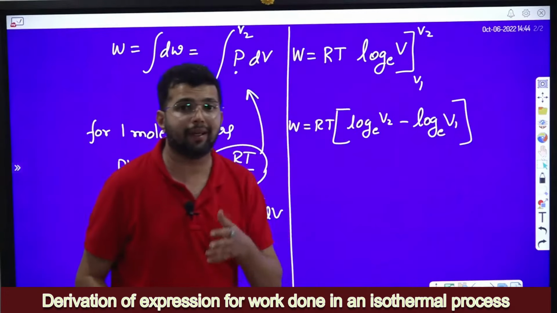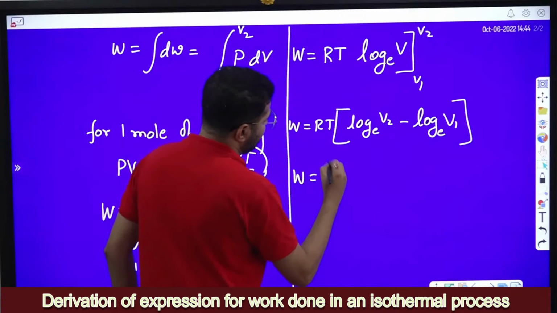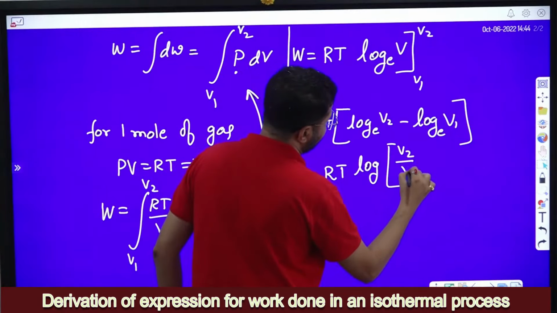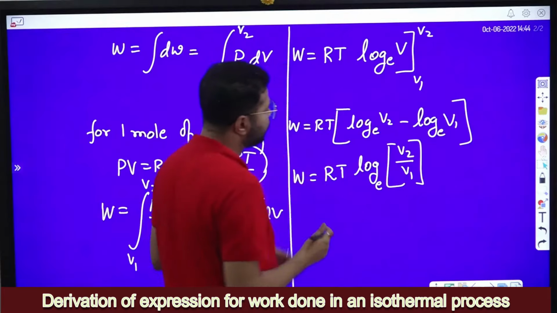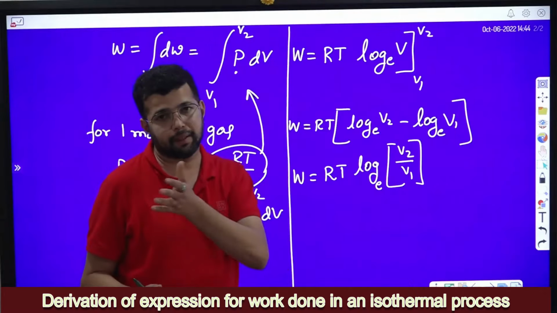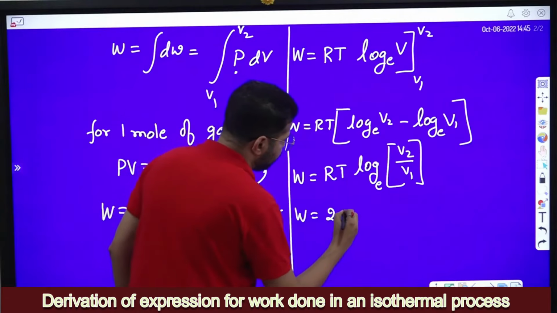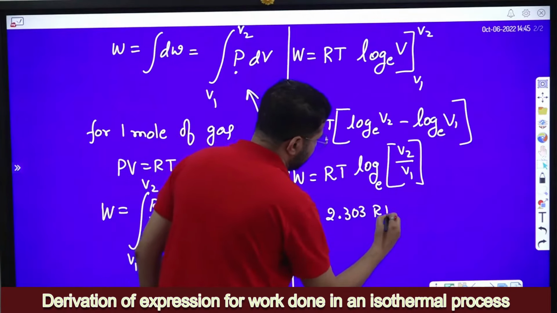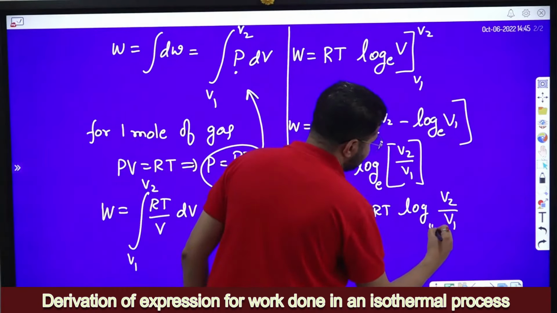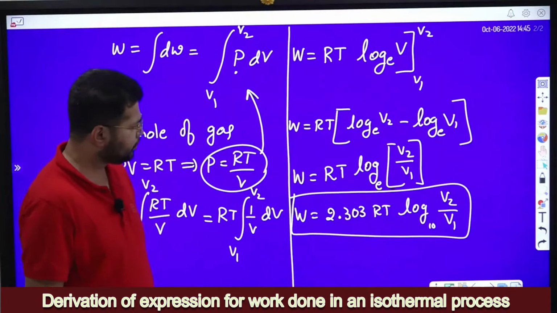Now, we know that log A minus log B is equal to log A by B. Therefore, I can write work done is equal to RT into log V2 divided by V1 to the base e. Now, we can convert this natural log into log to the base 10 by multiplying by 2.303, so this equation will be W is equal to 2.303 into RT into log V2 by V1 to the base 10. So, this is the expression for work done in an isothermal process.